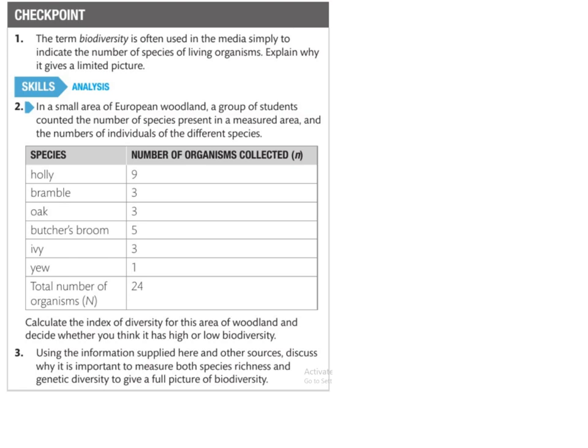Now we are done with the lesson and we are going to solve some questions. We are going to start with the checkpoint questions in the textbook. Question 1. The term biodiversity is often used in the media simply to indicate the number of species of living organisms. Explain why it gives a limited picture.